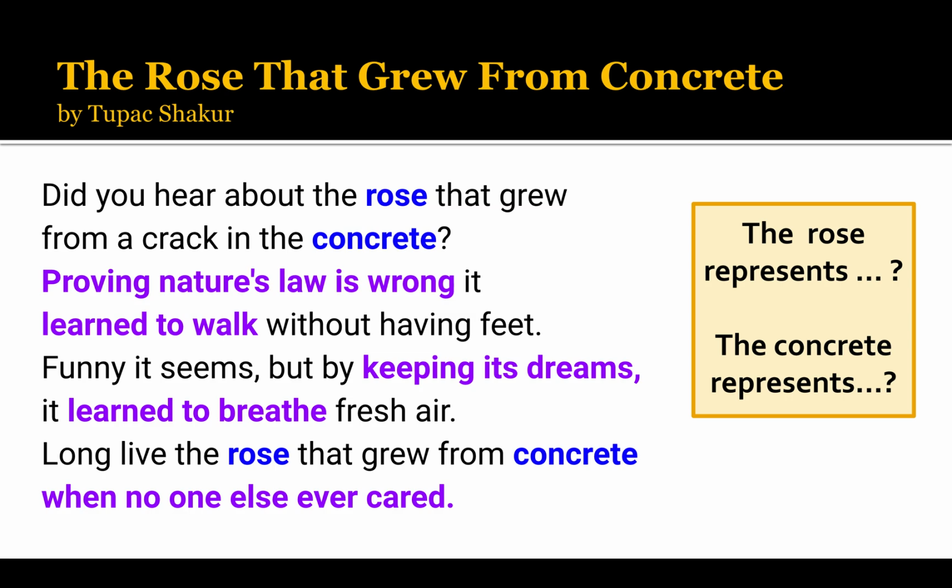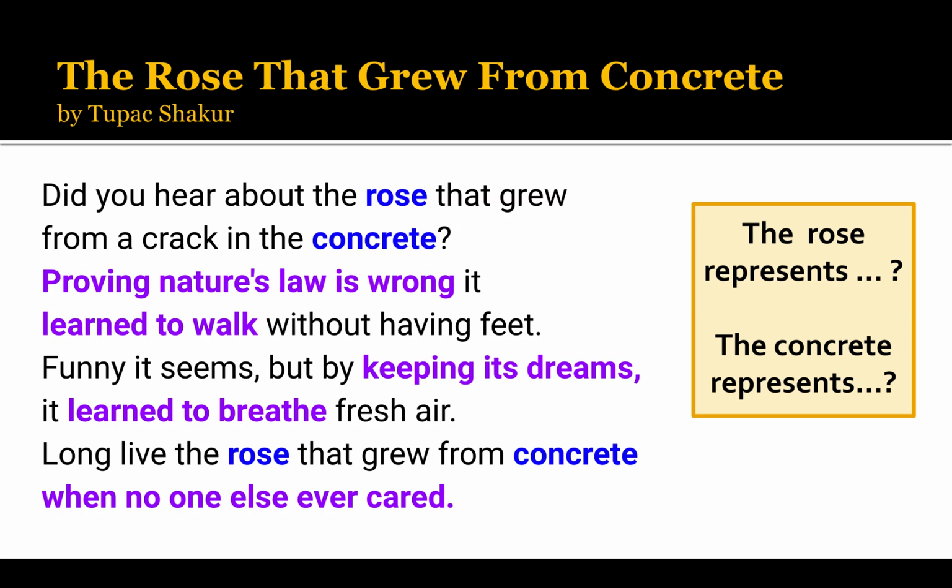And then we get this idea of, what's the concrete? Because no one ever cared. So the rose grew, but no one cared. So everything around it. This rose can represent someone, a person who's just in the concrete, which can represent their troubles, right? So the rose is growing, it's got a lot of troubles, but it kept its dream and it's surviving, and the concrete is all the troubles it had around it.